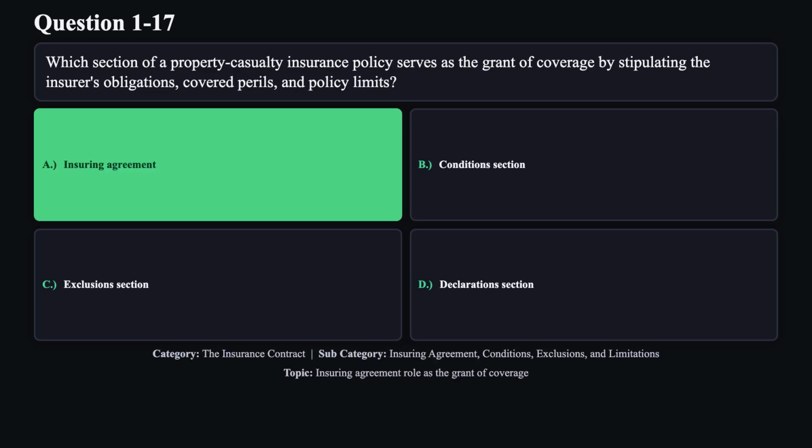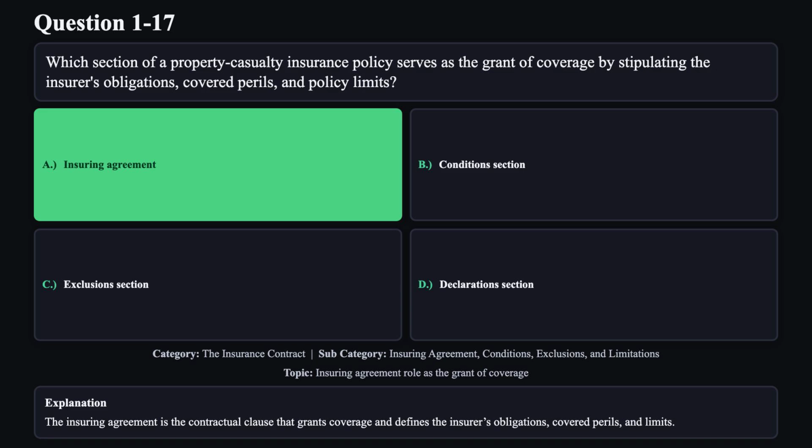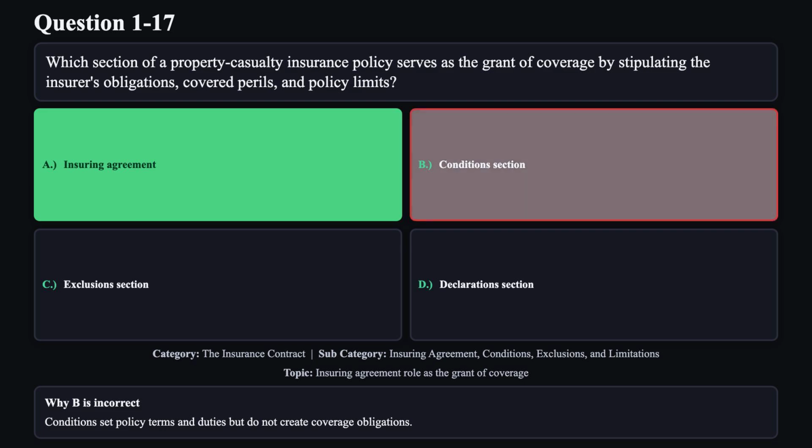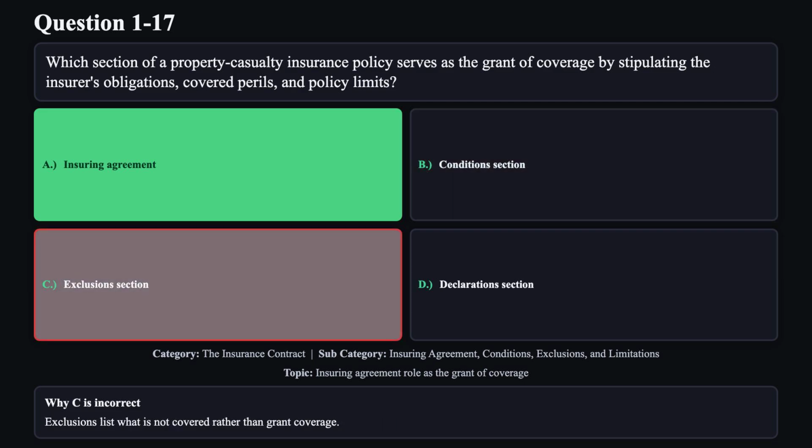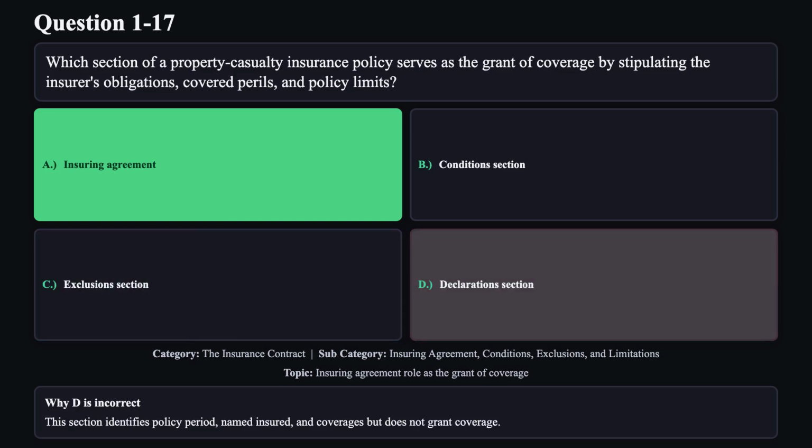The correct answer is A. The insuring agreement is the contractual clause that grants coverage and defines the insurer's obligations, covered perils, and limits. Reason B is not correct. Conditions set policy terms and duties but do not create coverage obligations. Reason C is not correct. Exclusions list what is not covered rather than grant coverage. Reason D is not correct. This section identifies policy period, named insured, and coverages but does not grant coverage.